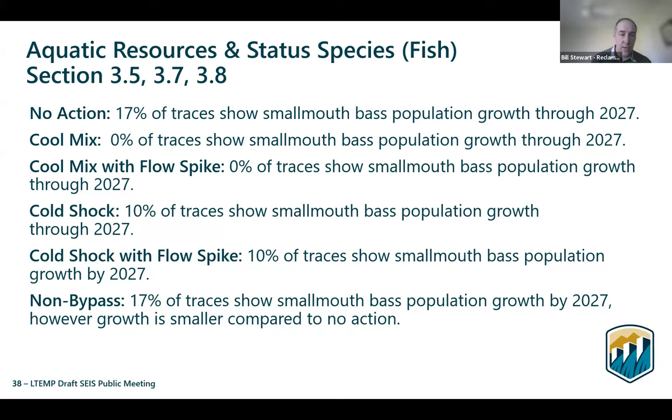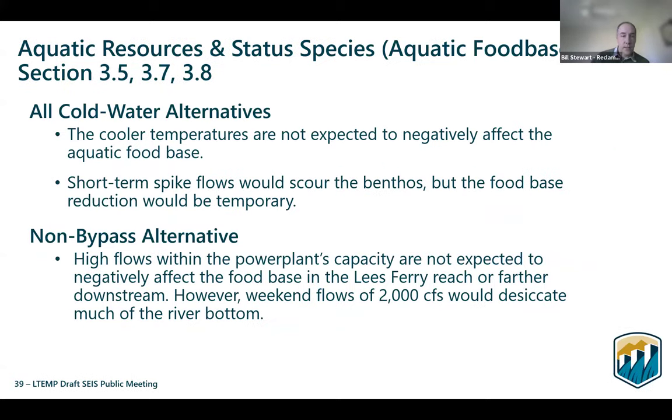And that's reflected in the no action alternative, which is the top point there, where 17% of those traces showed smallmouth bass population growth through 2027. Under both the cool mix and the cool mix with flow spikes alternatives, none of the traces showed smallmouth bass population growth. For the cold shock and the cold shock with spike flows, up to 10% of the traces through 2027 showed smallmouth bass population growth. And then for the modeling results for the non-bypass, similar to the no action, 17% of those traces showed smallmouth bass population growth. However, the growth was smaller compared to the no action alternative. Go ahead and go on to the next slide.